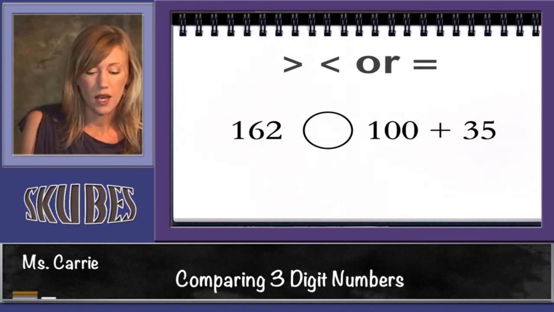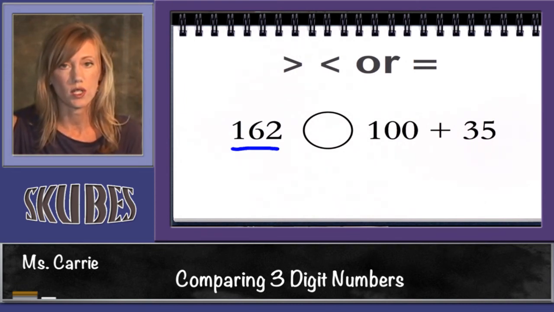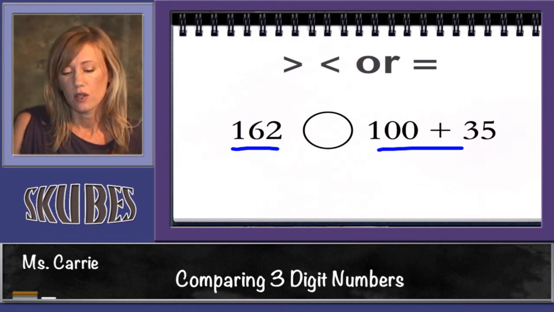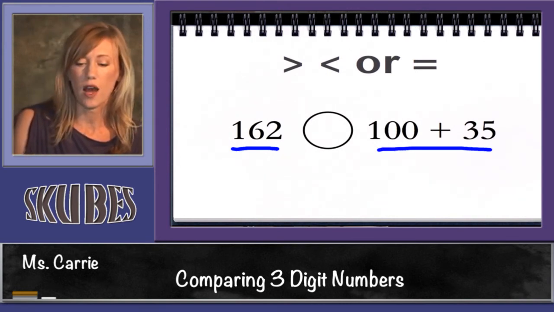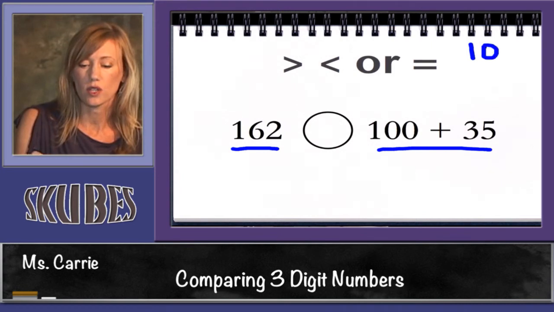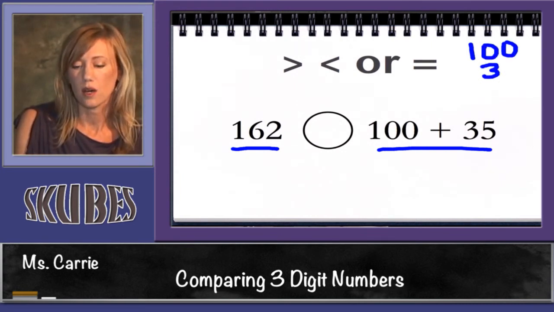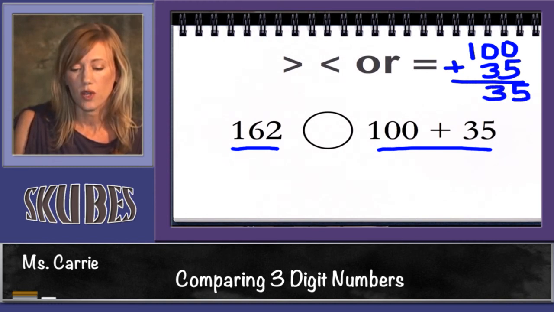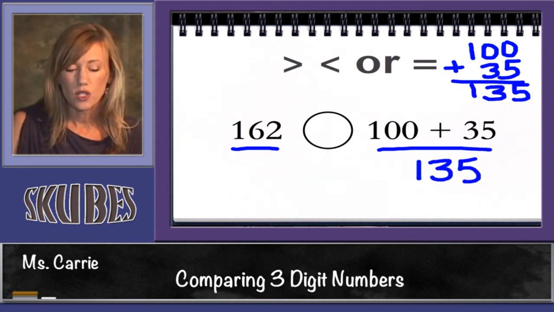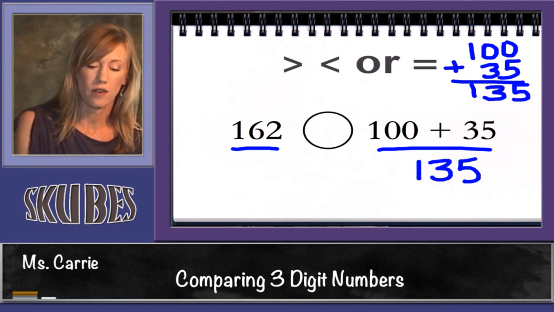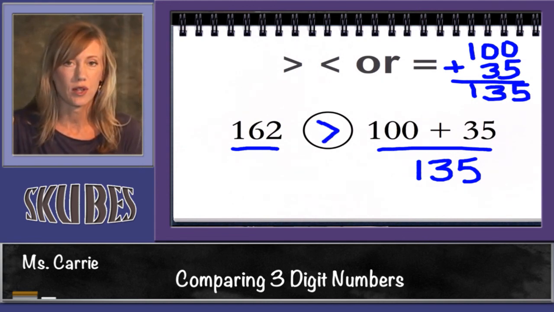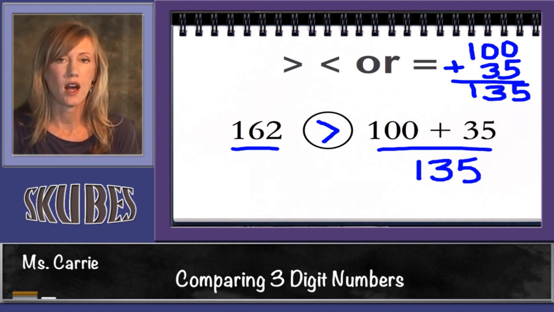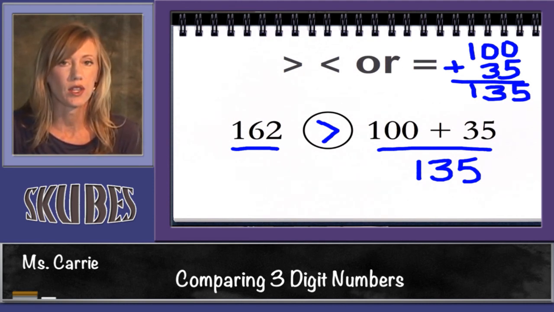On this problem, on this side, the number's already here for us. It's 162. But over here, we have some work to do. 100 plus 35. So if we stack 100 on top of 35, we know that 0 plus 5 is 5, 0 plus 3 is 3, bring our 1 down, the answer is 135. 162 is greater than 135, so our mouth needs to eat the bigger number. That concludes our lesson today on greater than, less than, and equal to comparing three-digit numbers.